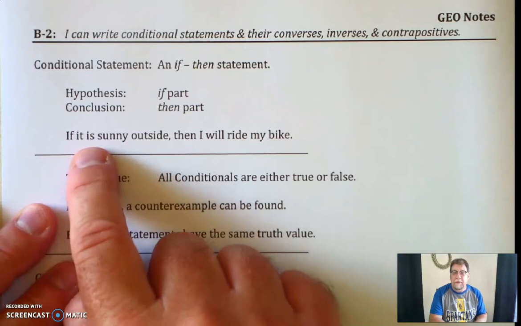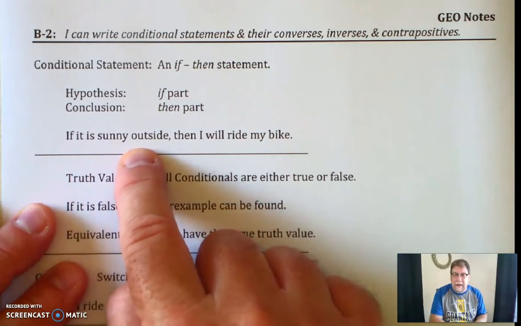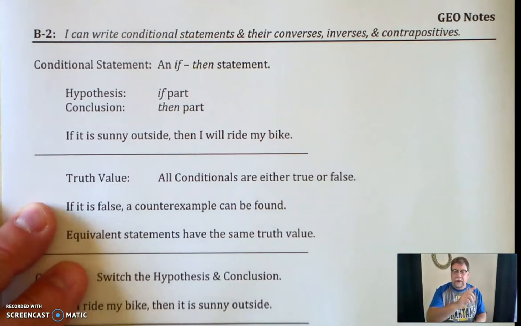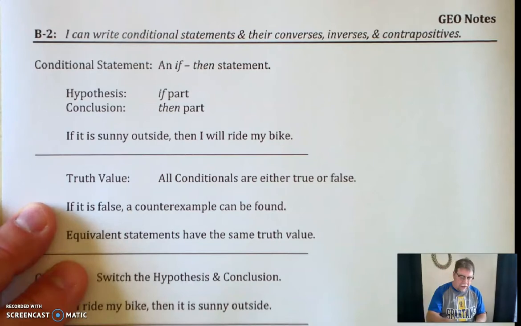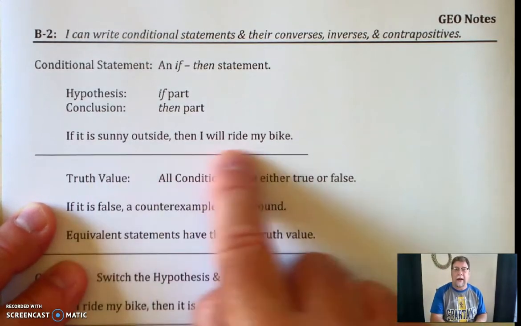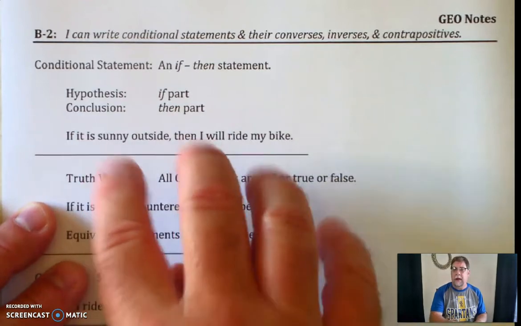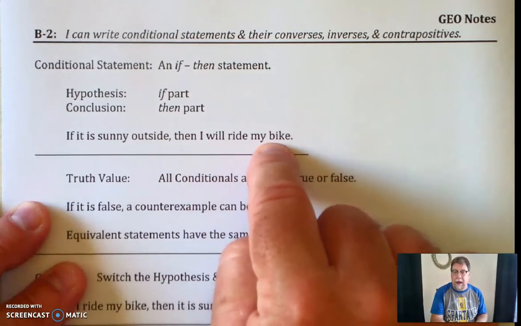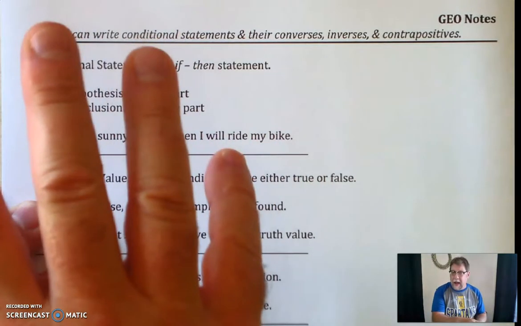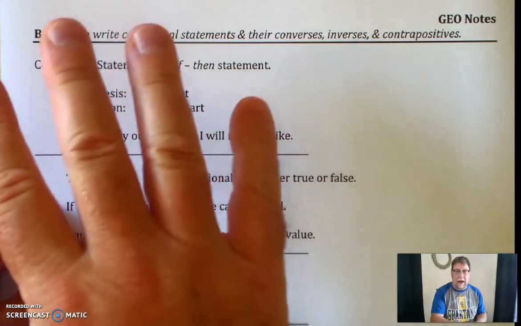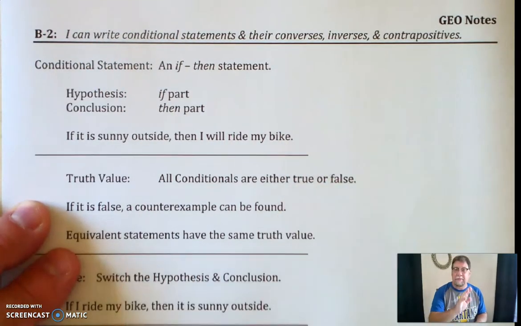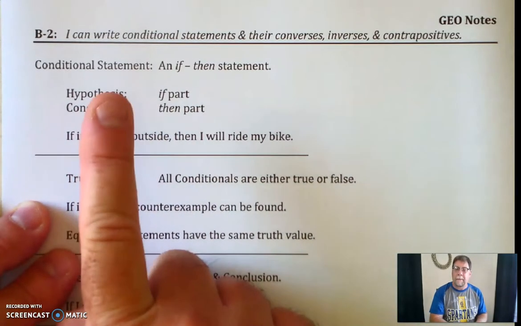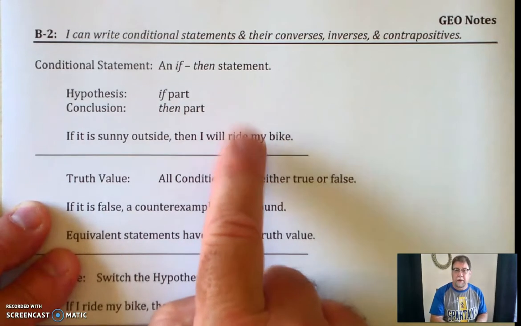If this is the true statement and you look outside and it's cloudy, you can't assume that you're not going to ride your bike. This statement says nothing about a cloudy day or a rainy day. It only says what's going to happen on a sunny day. If it is rainy out, I may still ride my bike. If it's cloudy, I may still ride my bike. If this is not true, that doesn't mean this is not true. It's only if the hypothesis is true, then the conclusion will be true.